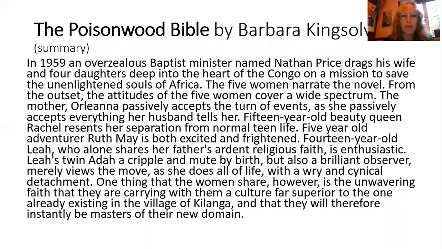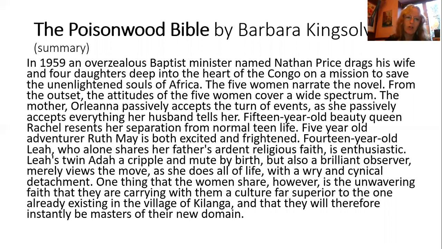The Poisonwood Bible by Barbara Kingsolver. In 1959, an overzealous Baptist minister named Nathan Price drags his wife and 4 daughters deep into the heart of the Congo on a mission to save the unenlightened souls of Africa. The 5 women narrate the novel. From the outset, the attitudes of the 5 women cover a wide spectrum.